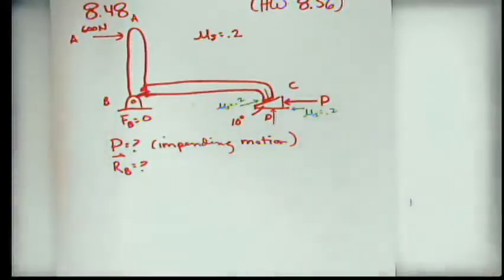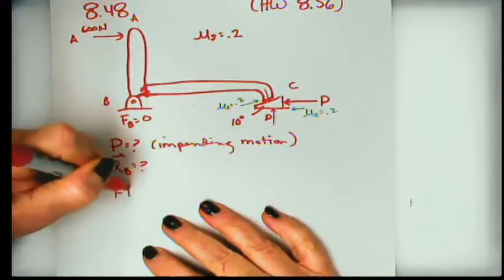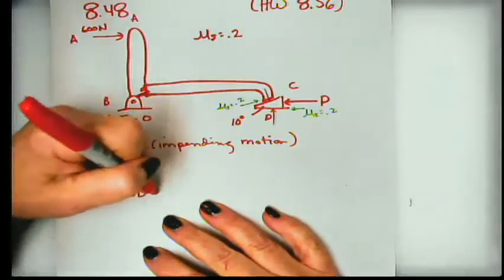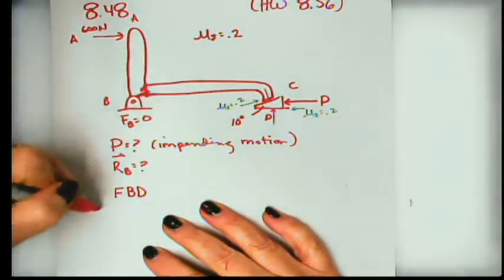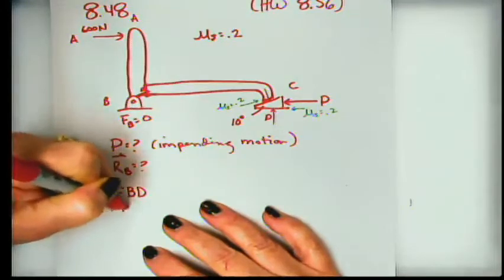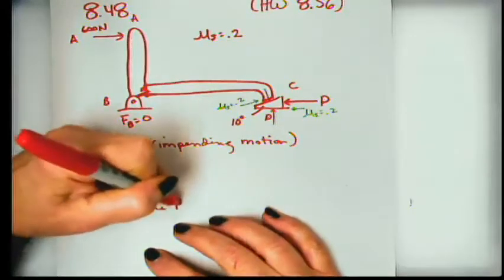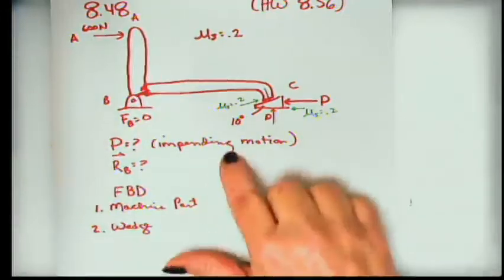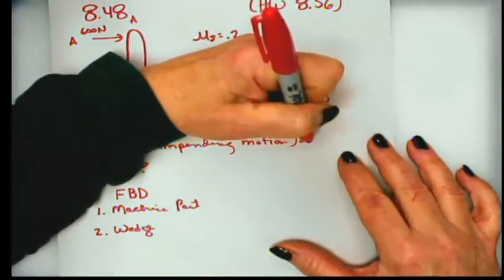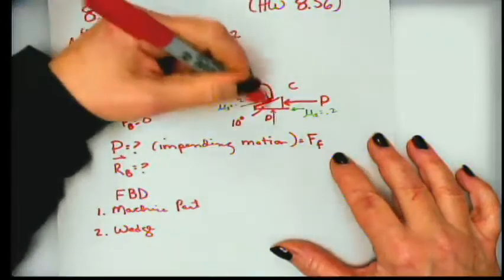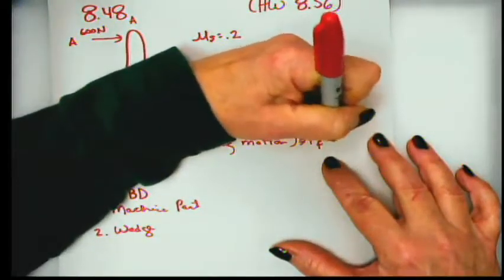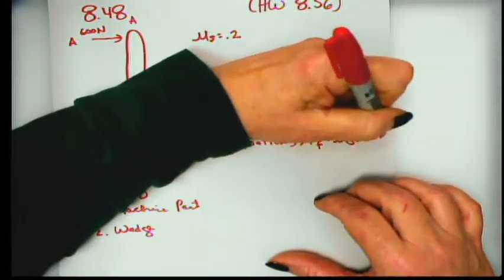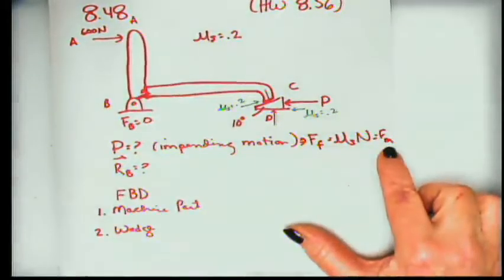All right, so as always, the way we start is by drawing a good free body diagram. There's two different things going on here, but we'll talk about that in a minute. We actually need to have two free body diagrams. One of them is on the machine part, and the other is on the wedge. Since it's impending motion, the force of friction at either of these two contact surfaces is equal to mu s times N, which they call F sub m, or maximum frictional force.